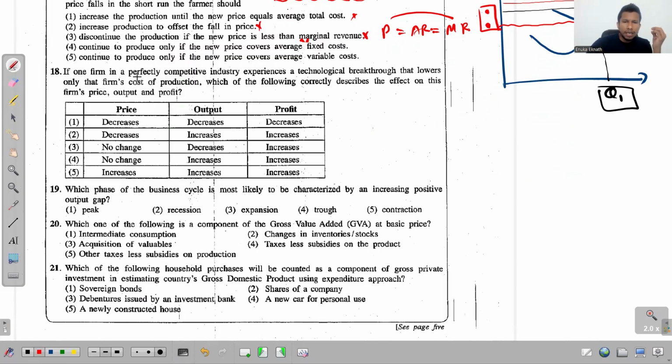In the 18th question, it says, if one firm in a perfectly competitive industry experiences a technological breakthrough that lowers only that firm's cost of production. See that now, that is really good. The firm is operating in the perfectly competitive industry, and due to the advancement in technology, they have been able to reduce their production cost. That is very good. Then which of the following correctly describes the effect on this firm's price, output and profit?